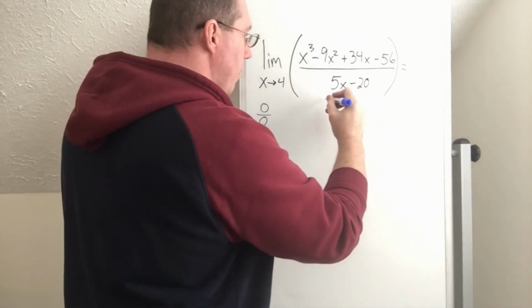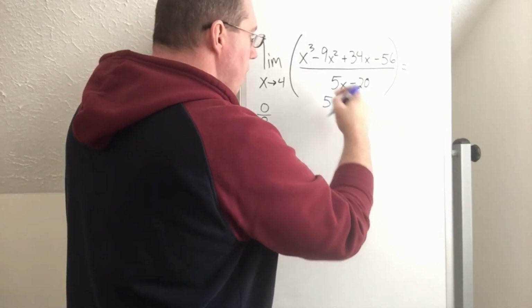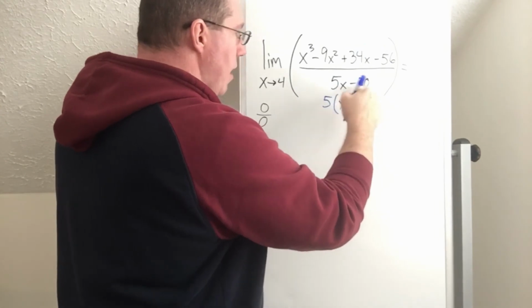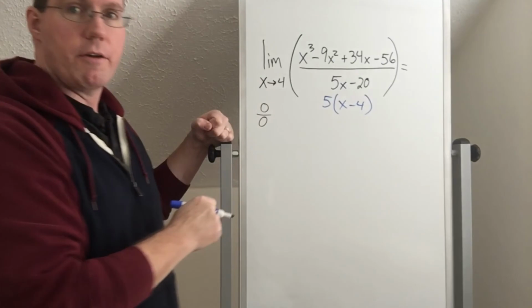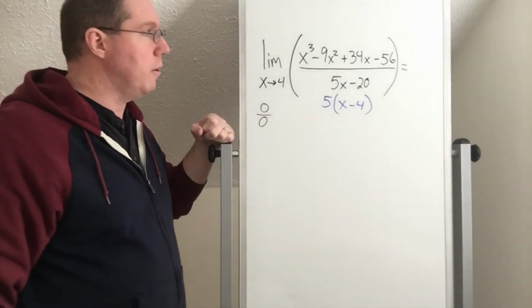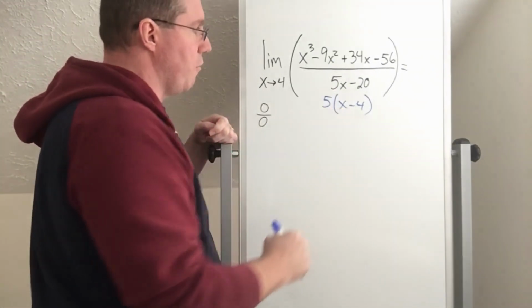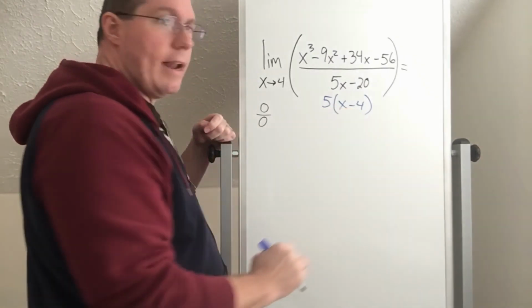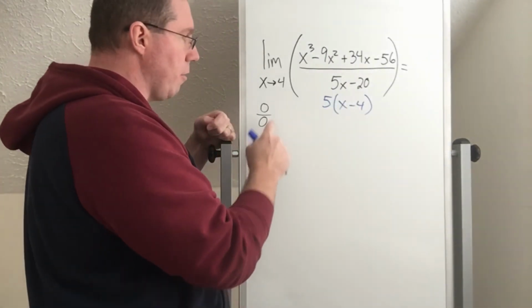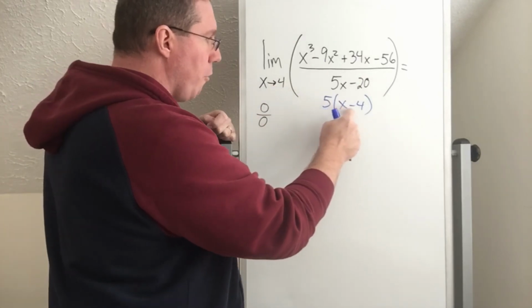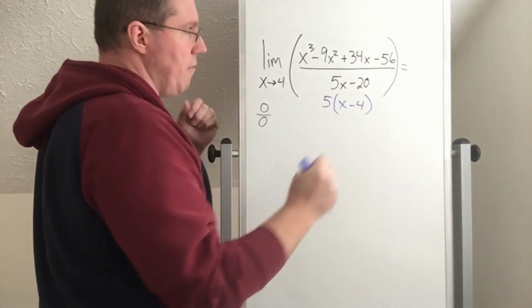If we factor out a 5, 5x divided by 5 is x, negative 20 divided by 5 is negative 4, and there's our x minus 4. There's our x minus k, right? Since 4 is k, it's x minus 4. So we know we're going to try and cancel that x minus 4. That is what's causing the denominator to equal 0, because when we put a 4 in, 4 minus 4 is 0, and 0 times 5 is 0.